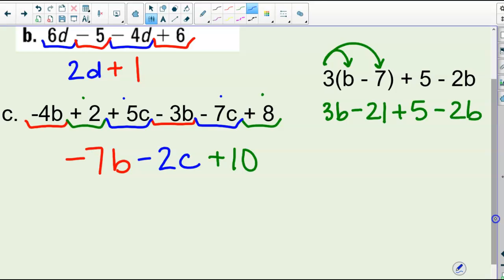And then look for any like terms to combine. So 3b and negative 2b would make just b. And negative 21 and positive 5 would make negative 16. Like that. Okay, cool.